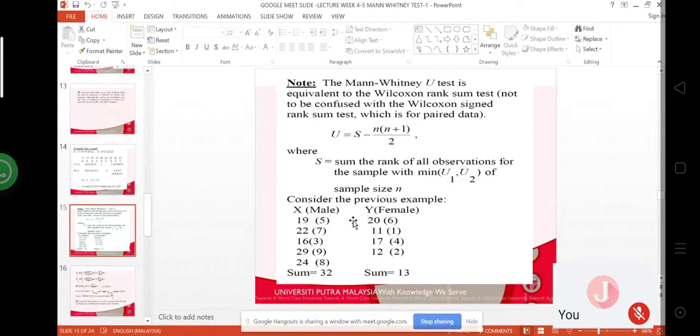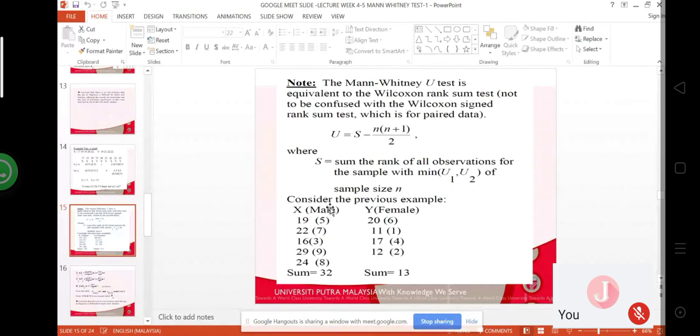Just for illustration, we look at this example again. Male and female. Remember, the same example where you want to get the Mann-Whitney U-test. Now, how to use this based on the Wilcoxon rank sum test? You combine all the observations and rank them in increasing order. The smallest one is 1, then 11, 12, and so on. Next, you want to calculate S, the sum of the ranks of the observations for the first sample and for the second sample.